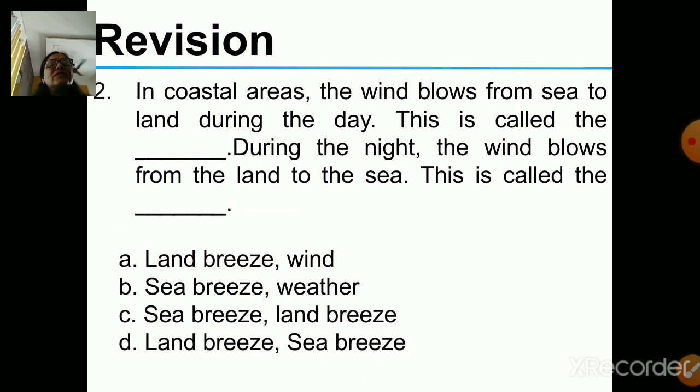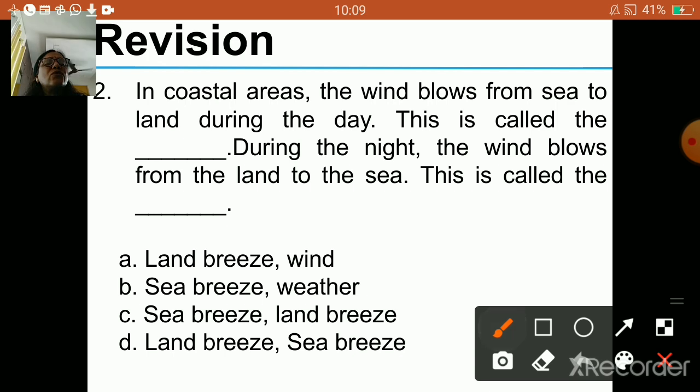Okay, now see the next one. See here also there are more options, instead of only one. So in coastal areas, the wind blows from sea to land during the day. This is called the dash. During the night the wind blows from the land to the sea. This is called dash. So you have to tell what breeze should come in the first blank and next blank.